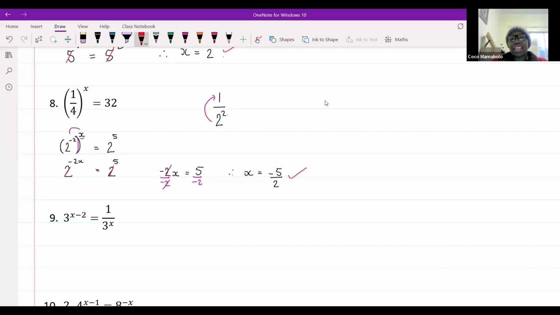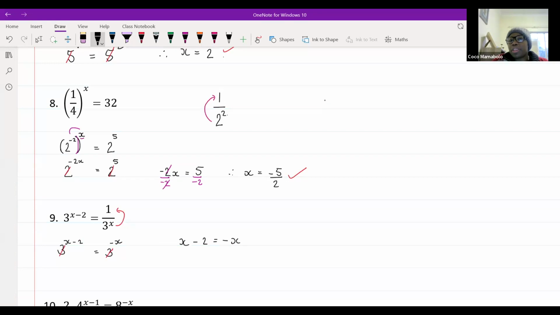All right, then in question 9, we're going to do the exact same thing with 3 to the power of x. We're going to bring that up to the top. So what I'm going to have is 3 to the power of x minus 2 is equal to 3 to the power of, if I take that to the top, it's going to give me negative x. Right, and then my bases are just going to get dropped. I'm going to get x minus 2 is equal to negative x.